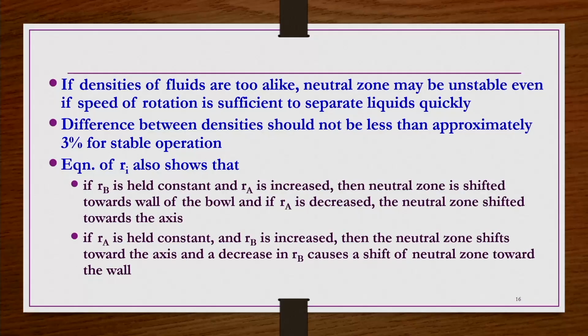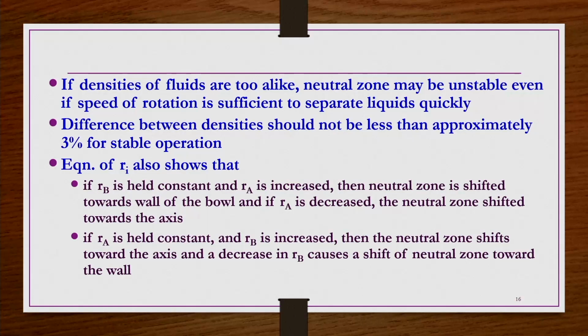From the equation of Ri, what we can understand is: if Rb is held constant and Ra is increased, then the neutral zone is shifted towards the wall of the bowl, and if Ra is decreased while keeping Rb constant, then the neutral zone is shifted towards the axis. So this is the importance of calculating Ri. Based on the Ri value, one can change the locations of Ra and Rb so that we can have an effective and clear separation of these two phases.